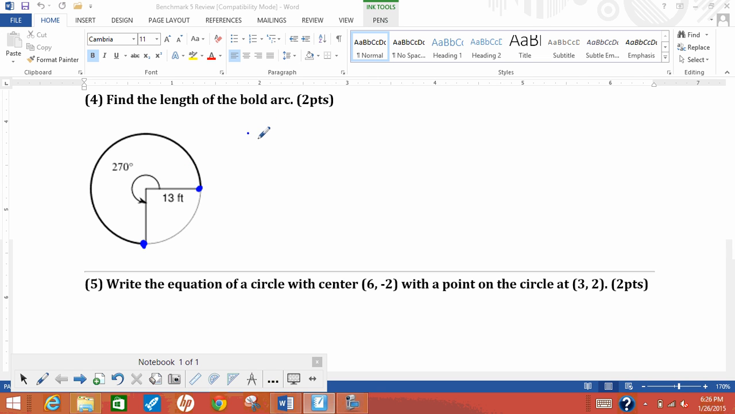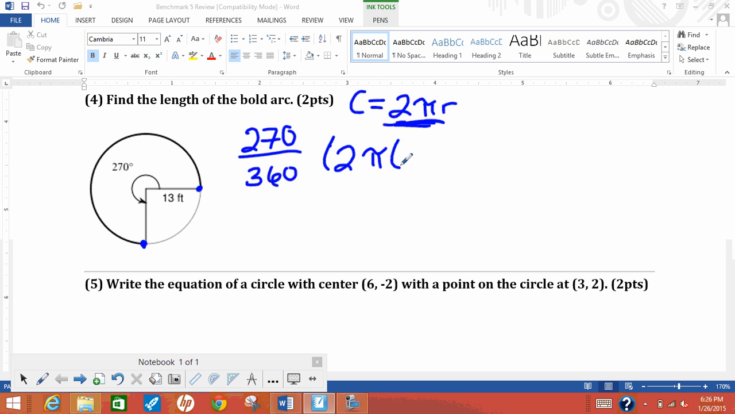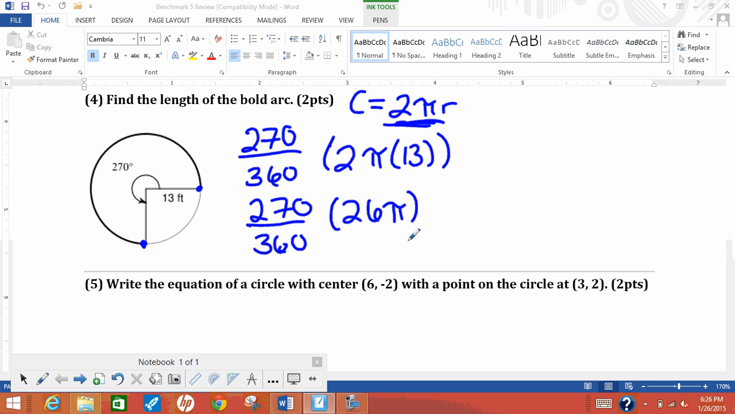So again, we do 270 over 360. And this time we're going to multiply that by the circumference of the circle. Circumference, remember, is 2 times pi times the radius. So we take that, multiply by 270 over 360. 2 pi, the radius is 13. And now I can do 270 divided by 360 and multiply that by 26.